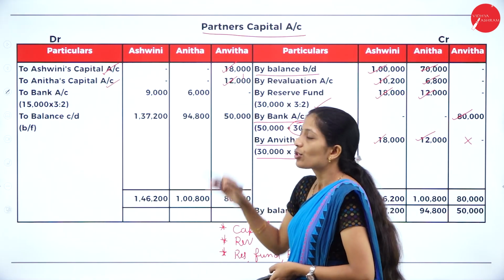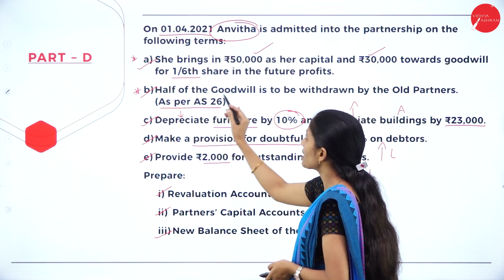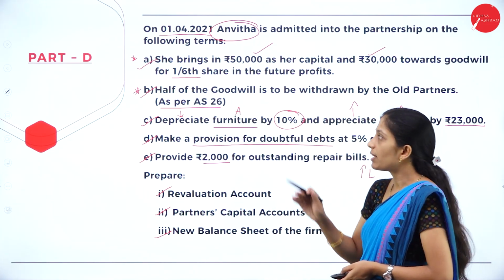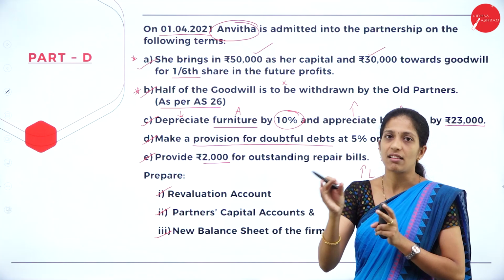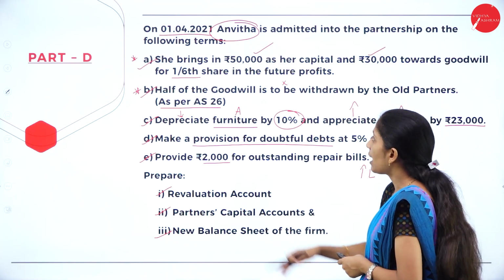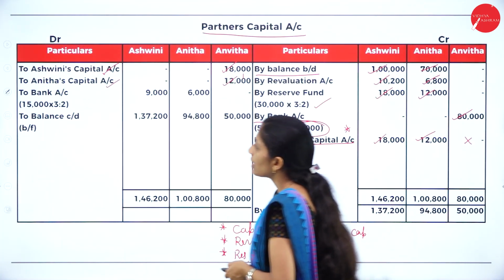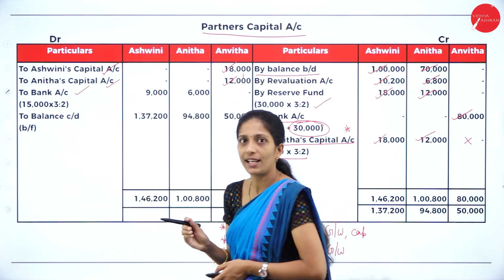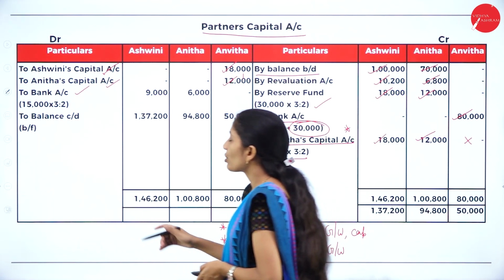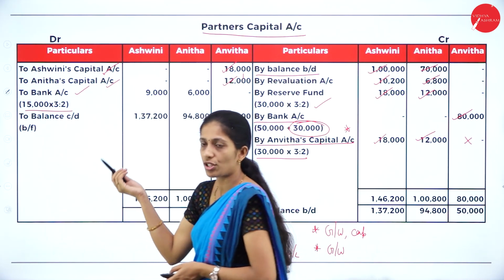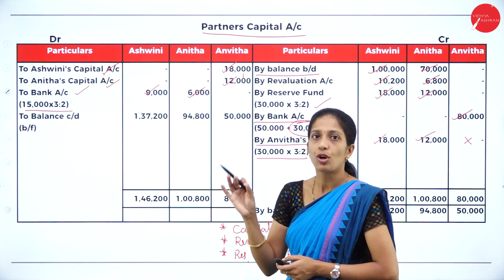Okay. Next. So this is about your goodwill treatment. Again, we have one more adjustment, that is half of the goodwill is withdrawn. If they don't give anything, if this adjustment is not given, then no need to record, just you will balance and the balancing figure will be carried down. But here they have clearly told you half of the goodwill is withdrawn. So for which you have to record an entry, that is to bank account. Half of the goodwill in the sense what? Goodwill brought is 30,000. Half of this is 15,000. So 15,000 into 3:2, you have to distribute. So how much has each partner withdrawn? 9,000 and 6,000. So hope you are clear with this.